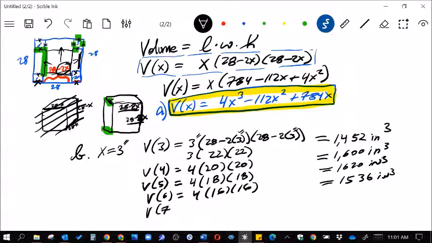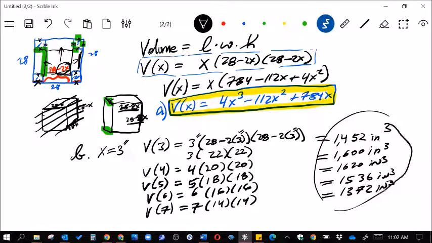Oh, now what an interesting thing we see so far. Oops, I keep putting 4s there, and I should be writing 5 and 6 there. So let's fix that. Now that's correct. And then we do it with 7 because that's the last one we're being asked for. And we take 14 away from it. Well, we get 14. And that gives us 1372 inches cubed.